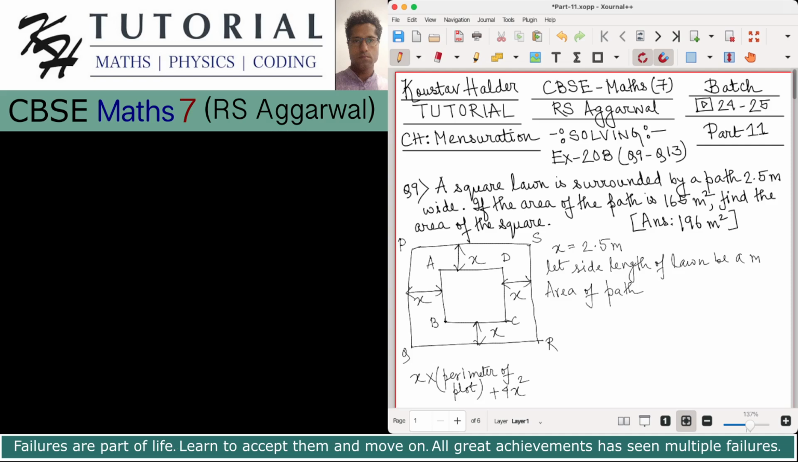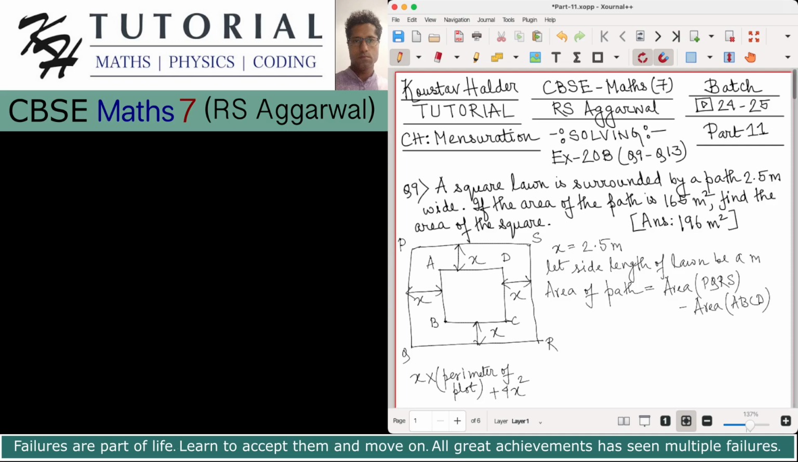Okay, so area of the path based on this diagram will be area of the outer boundary of the path, which is the square PQRS, minus area of the square lawn, which is ABCD.